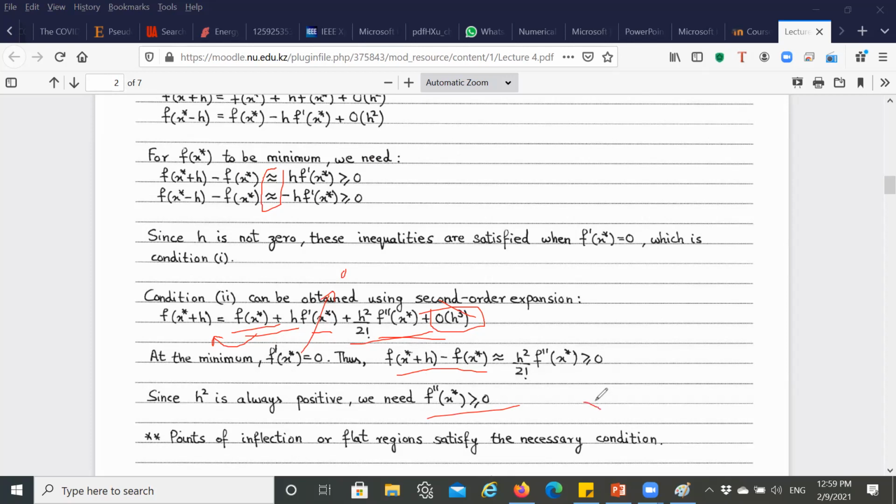So when we have this condition, the point x star satisfies it. That means any point that is a point of inflection or saddle point will also satisfy this condition too. Is it clear?